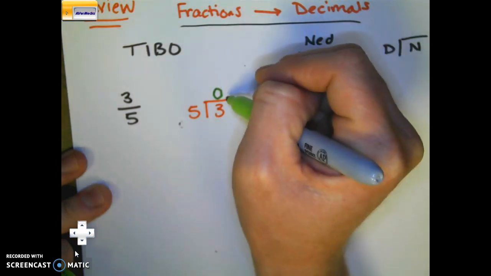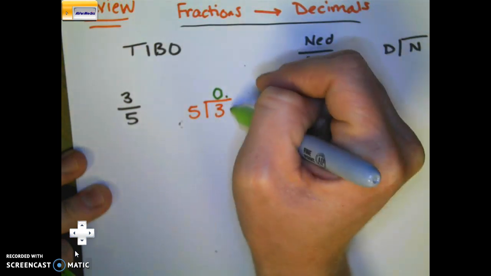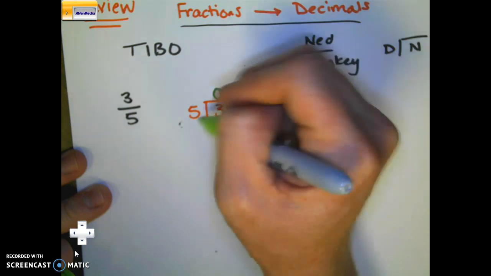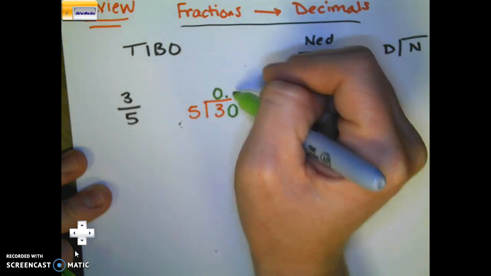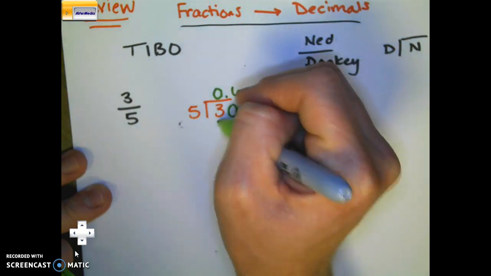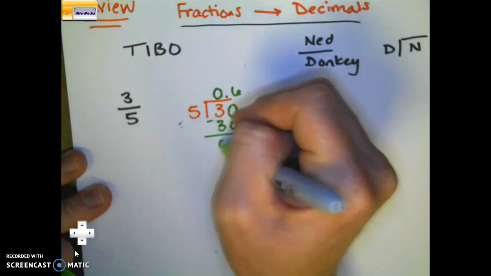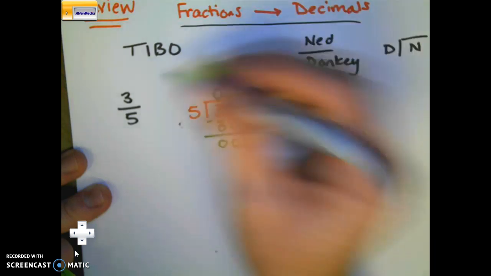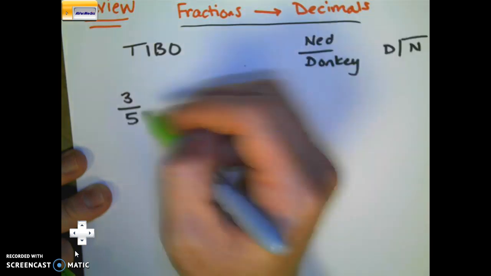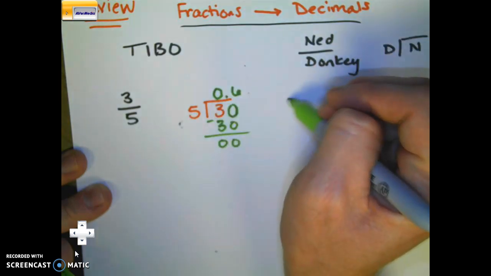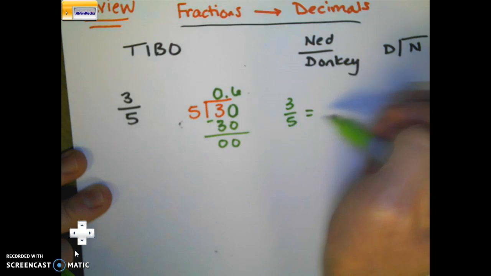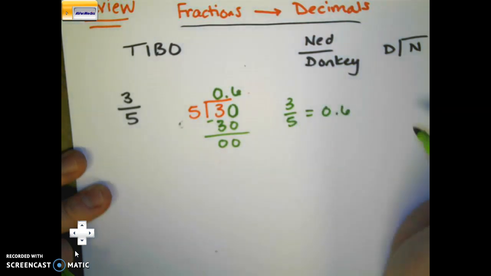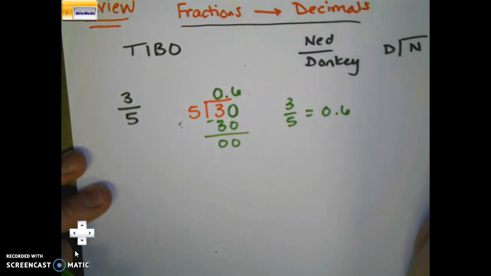Now, after this, we ran out of numbers. We have to add a decimal. We add a 0 here, so this makes 30. 5 goes into 30 6 times. And then you have nothing left. So, to make this fraction into a decimal, you do this. So now, you can plainly see that 3/5 is the same thing as 6/10. Okay?